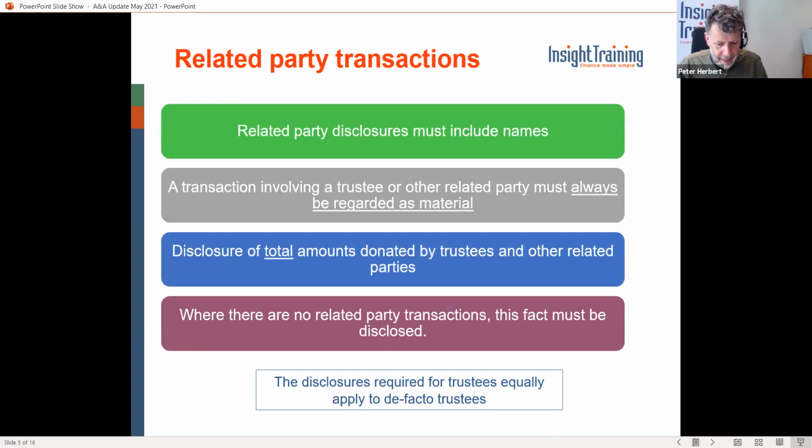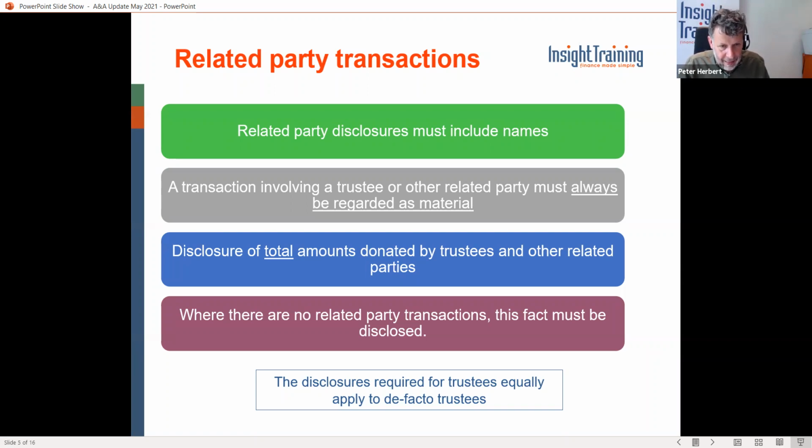Okay, the other related party transaction disclosure requirements in summary in the SORP, and again, these will apply equally where they relate to trustees, to de facto trustees, as well as normal trustees. Remember that related party transaction disclosures per the SORP do require the names of the related parties to be named. And in that sense, I suppose the charity SORP is more onerous in what it requires than FRS 102.